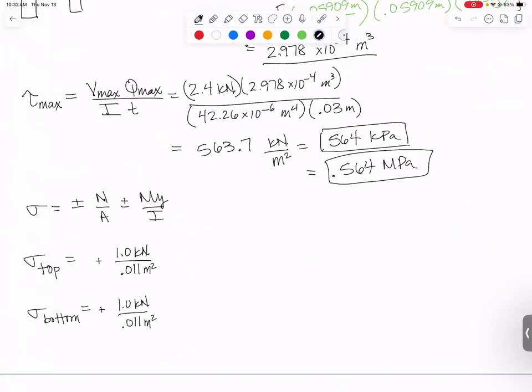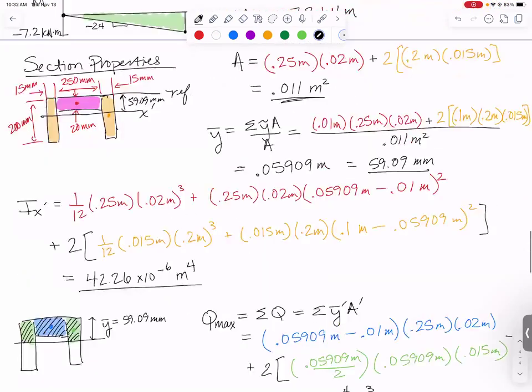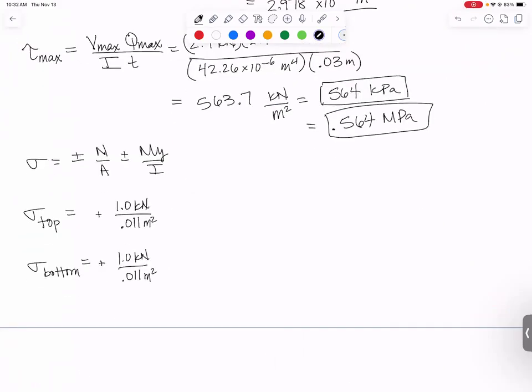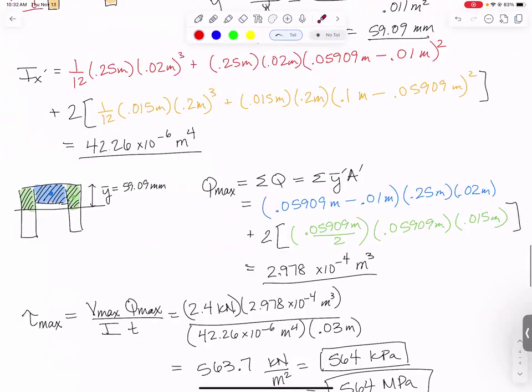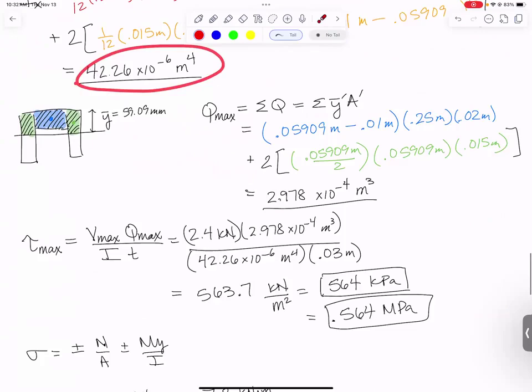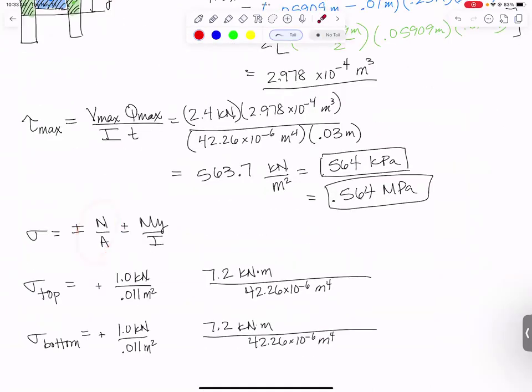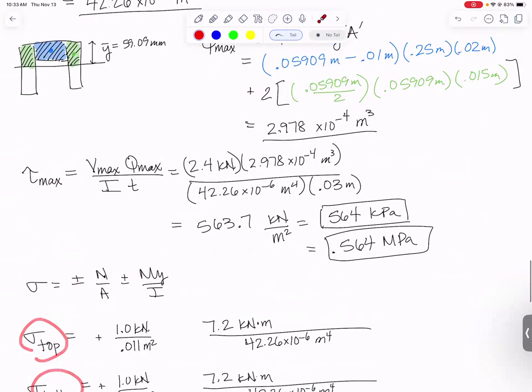Now we need to add in the stress from bending. So I'm going to plug in my bending moment, which has a magnitude of 7.2 kilonewton meters. I need my moment of inertia. Moment of inertia was 42.26 times 10 to the minus 6 meters to the fourth. This stress is the same everywhere on the cross section. The bending stress has its extreme values at the top and bottom. So I just went ahead to find the stress at the top and bottom, because you remember bending stress is 0 when y is equal to 0, and it gets bigger and bigger as you go farther away.